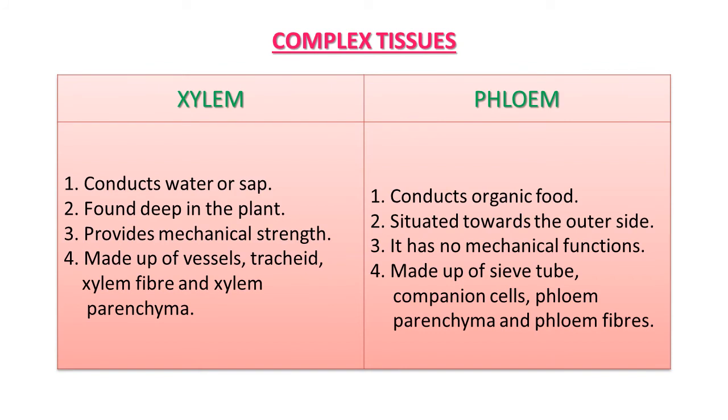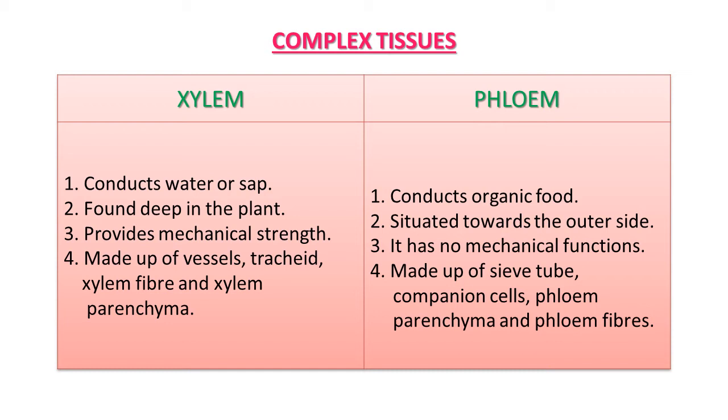The second type of permanent tissue is complex tissue. Now you know very well that this organization of complex tissue means they are made up of more than one type of cell. It means many kinds of cells they are made up of, and that's why they are known as complex tissue. In plants, mainly these complex tissues are xylem and phloem.